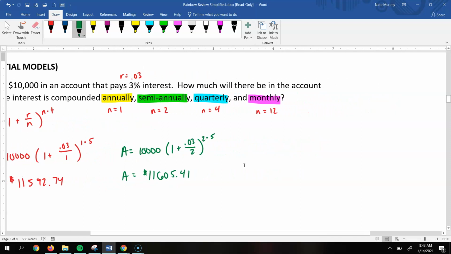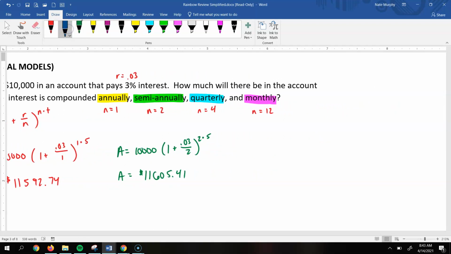Okay, now let's look at what this would be quarterly. So we would have $10,000 again, 1 plus 0.03. Our number of times it compounded now, if it's quarterly, n would be 4. Then we'd have 4 times 5 as your exponent, which we know would also be 20. So when you do this on your calculator, you get $11,611.84.